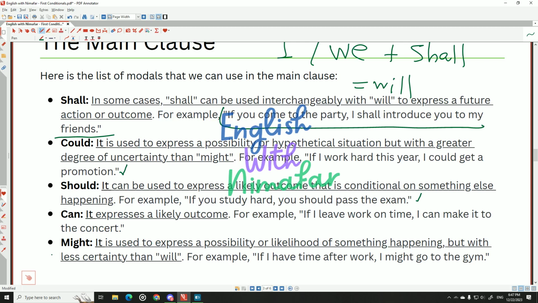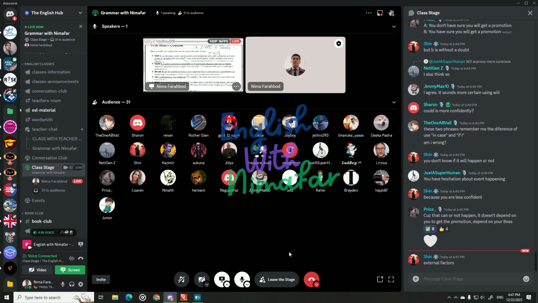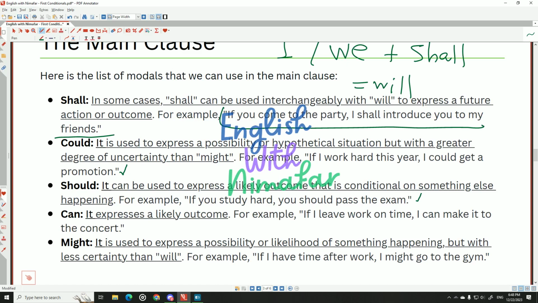"Can" talks about ability. If I leave work on time, I can make it to the concert. You're sure that you will make it to the concert, but you don't say "will." Factors, yes, thank you, I was looking for the word factors. But you are not sure, I mean, there is something else.